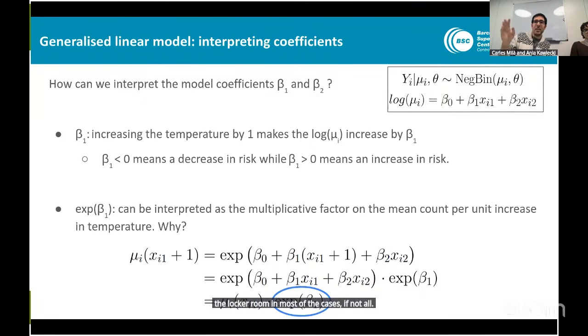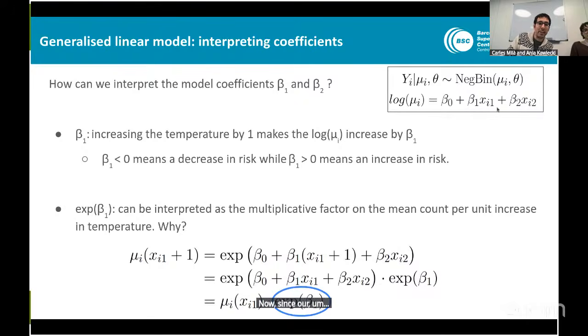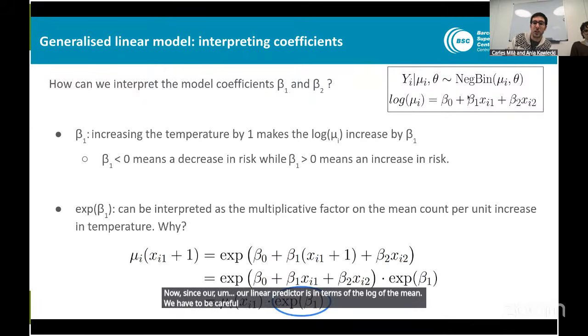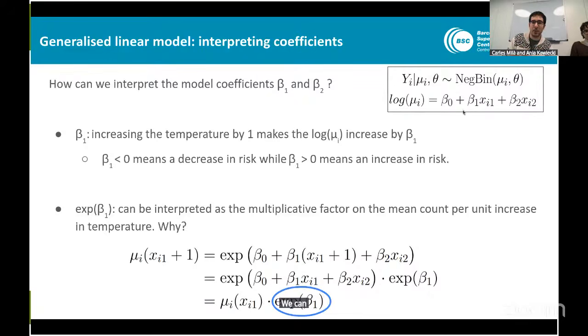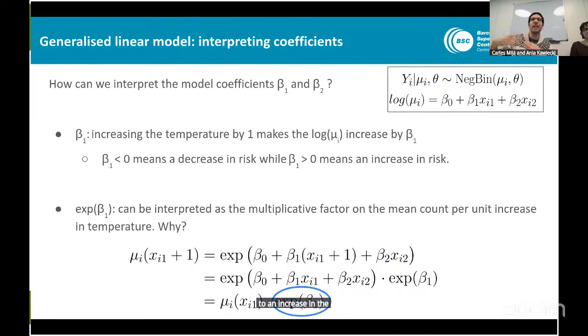However, using a link function has an impact on how we can interpret the coefficients of the model. Now, since our linear predictor is in terms of the log of the mean, we'll have to be careful with the interpretation of beta 1 and beta 2 especially. We can still interpret the sign of the coefficients. If beta 1 for temperature is larger than 0, it will mean that an increase in temperature will lead to an increase in the log mean of the counts, that is, an increase in risk. Likewise, a negative beta 1 would mean a decrease in risk.